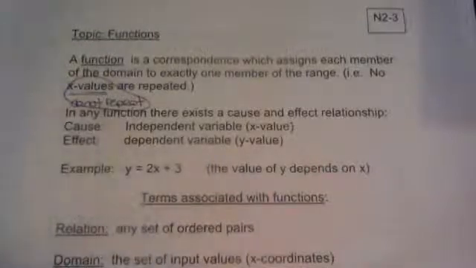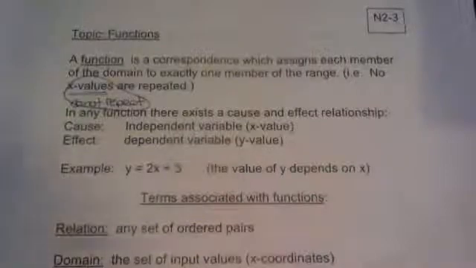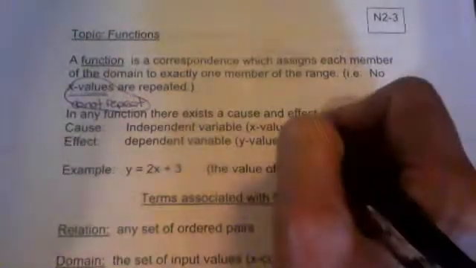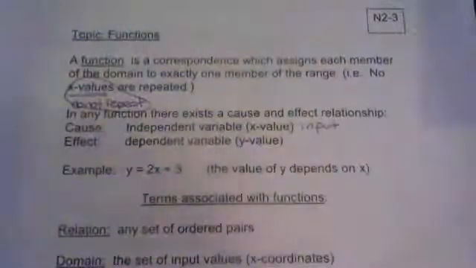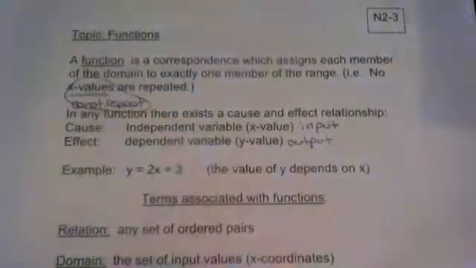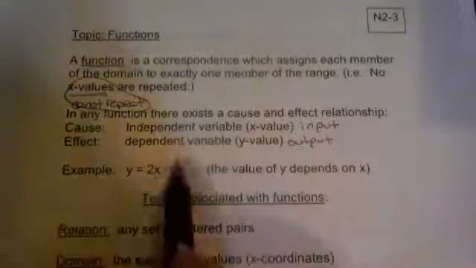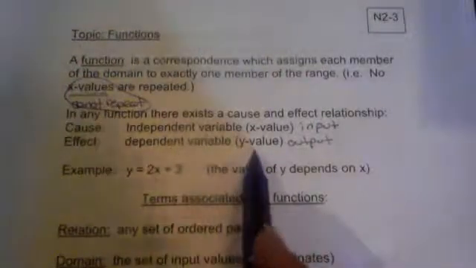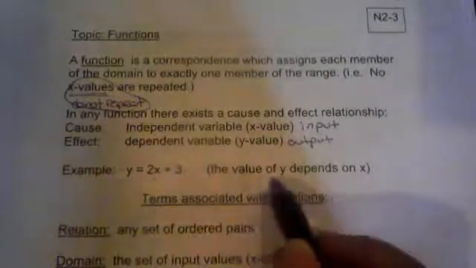Also in a function, there is a relationship between the independent and the dependent variable. The independent is sometimes called the cause, the dependent the effect. The independent is usually considered x, the dependent y. Of course, we could use other letters, but they're really the input and the output. The x value is what you input into the equation, like here, and then what you get out of it is your y value, or the dependent variable. Y depends on x. Y is dependent upon what you put in for x.